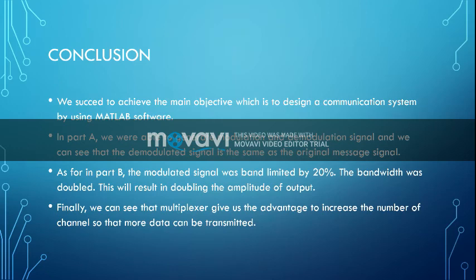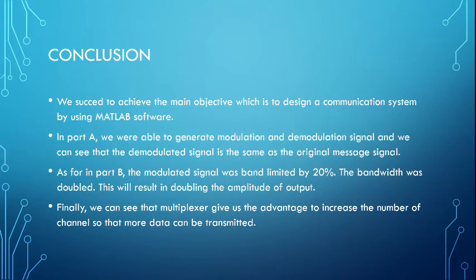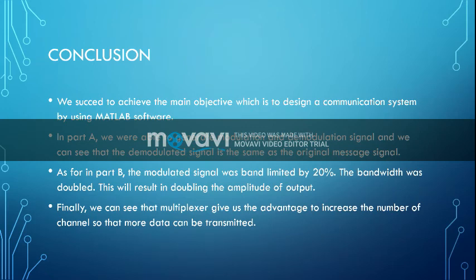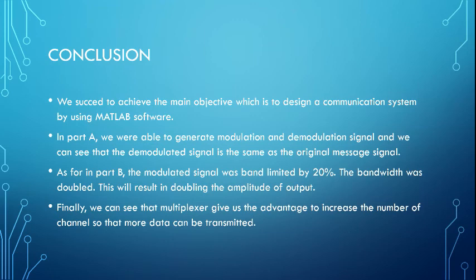As for the conclusion, we succeeded in achieving the main objective, which is to design a communication system using MATLAB software. In part A, we were able to generate modulation and demodulation signals, and we can see that the demodulated signal is the same as the original message signal. In part B, the modulated signal was band limited by 20% and the bandwidth was doubled. This will result in doubling the amplitude of the output. Finally, we can see that the multiplexer gives us the advantage to increase the number of channels so that more data can be transmitted.